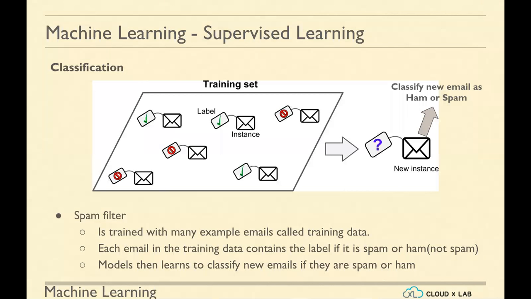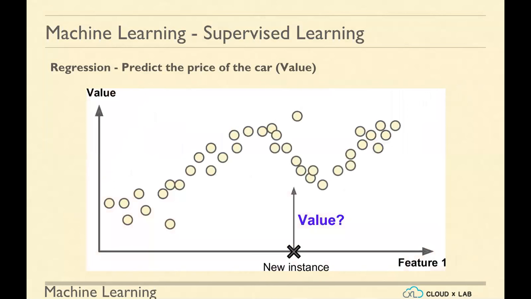Similarly, let's say we have a lot of photos of people and we have also marked them as male, female, and so on. Given a photo, the model should be able to predict whether it's female or male. All right, so that's another example of classification. Then we have regression. Regression is again a supervised machine learning task. It predicts the price of a car. Notice that we are predicting a value, not a class, not a predefined class. We are predicting a value. And this kind of task is known as regression.